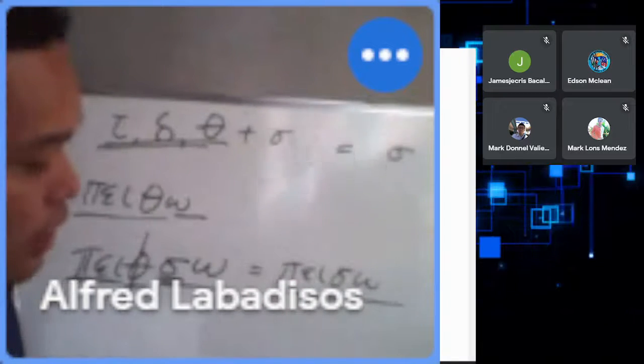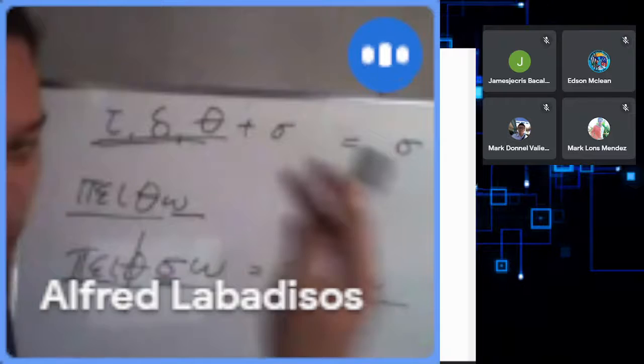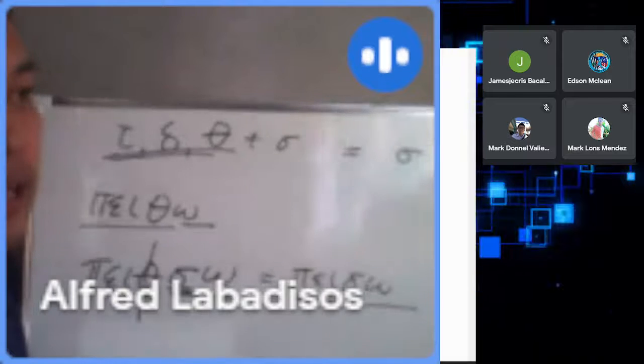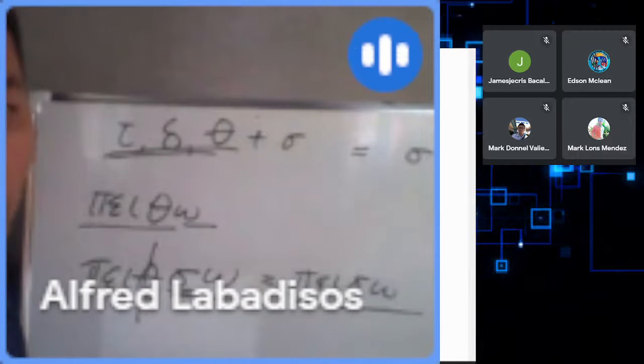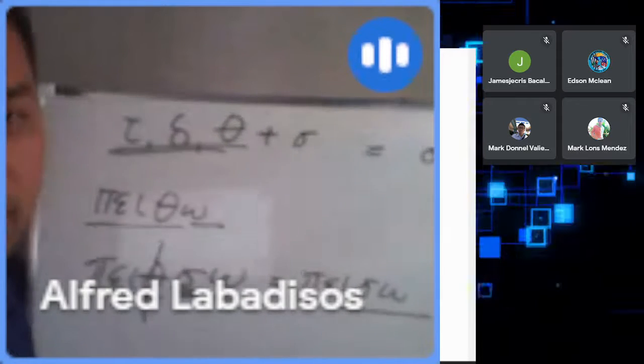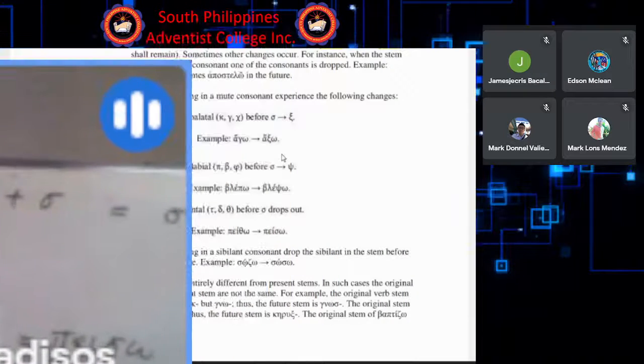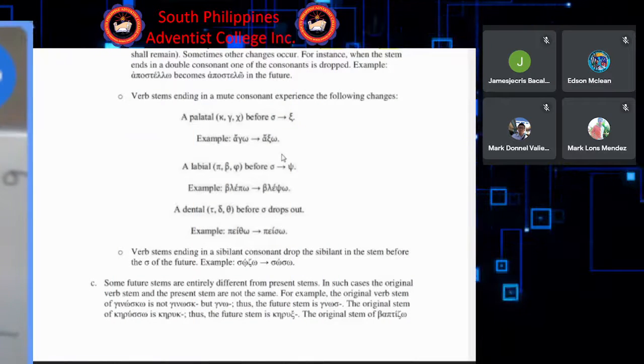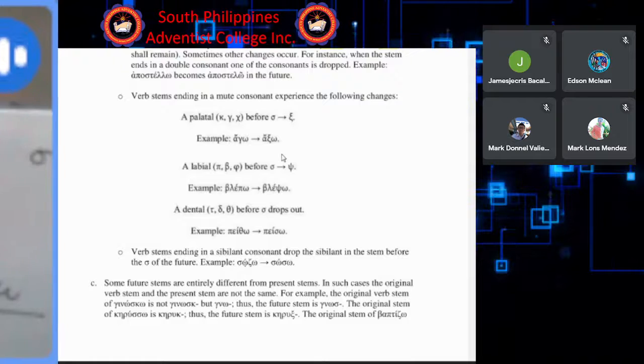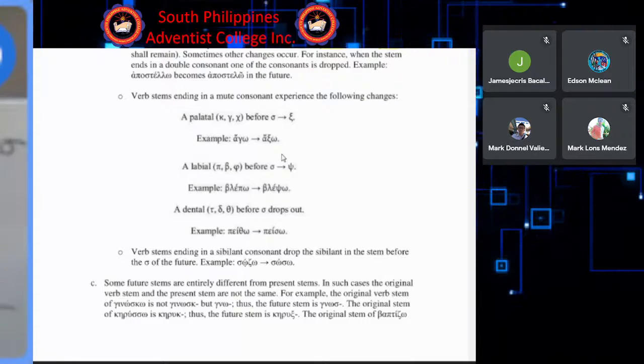Okay? However, for this one, the third rule is drops off. No, you have to be familiar with this because it applies also to our tense. Now, another thing is that verb stems ending in sibilants, no, drop the sibilant in the stem before the sigma for the future.